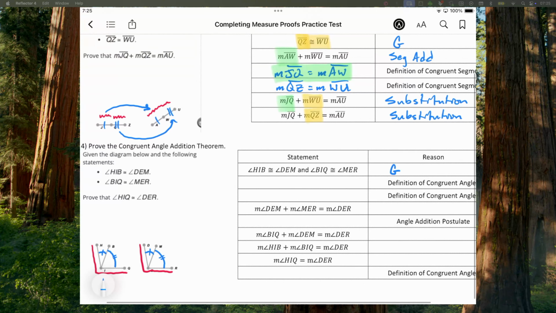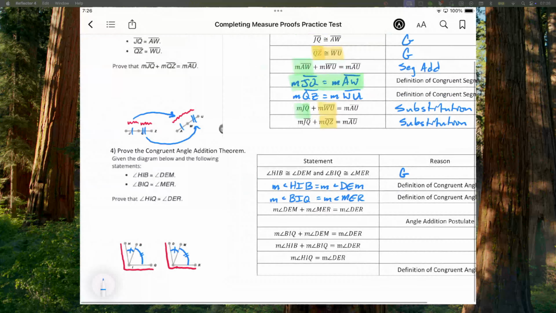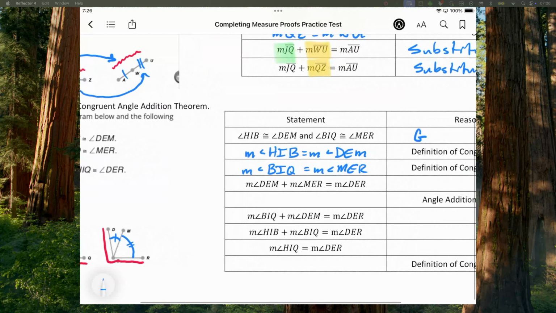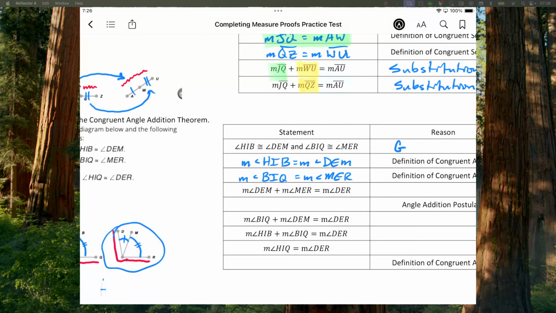Now, since they are congruent, their measures are equal. So the measure of angle HIB is equal to the measure of angle DEM, and the measure of angle BIQ is equal to the measure of angle MER. Now DEM plus MER equals DER. We're adding up these two angles right here to make the larger angle. So that is angle addition.